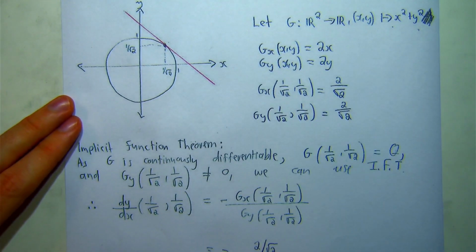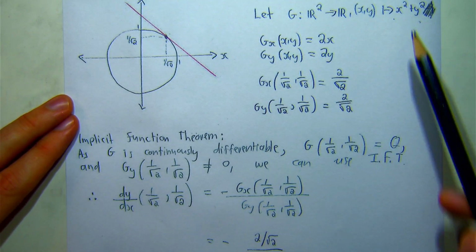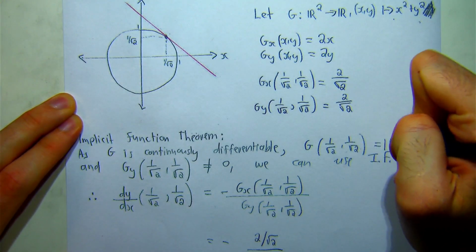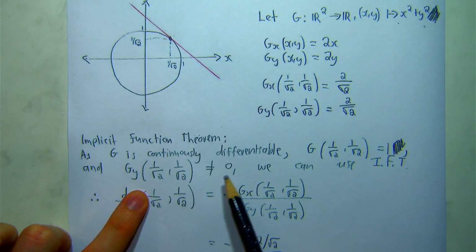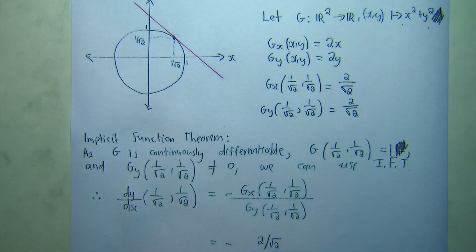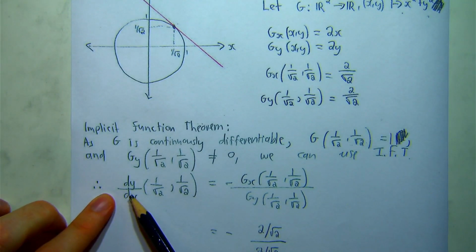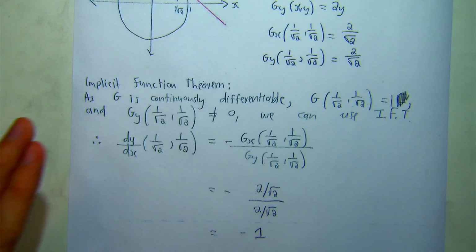And then we can now put that into our implicit function theorem because g is continuously differentiable. This is equal to 1. Sorry, I've just changed that on the fly, which is a constant, a real number. And the partial derivative is not 0 for gy. So that satisfies those three conditions, 1, 2, and 3. And that means the derivative, dy on dx evaluated at this point, is equal to this, and plugging all of that in gives us -1.